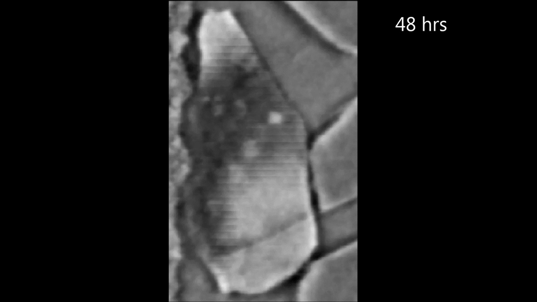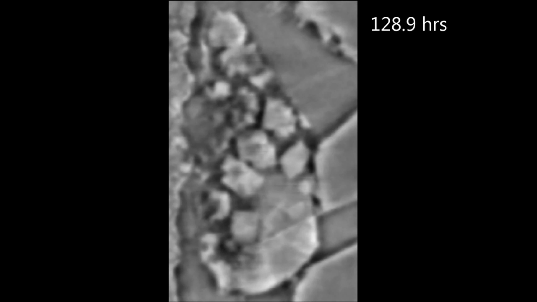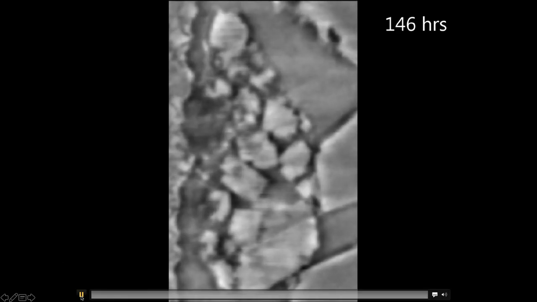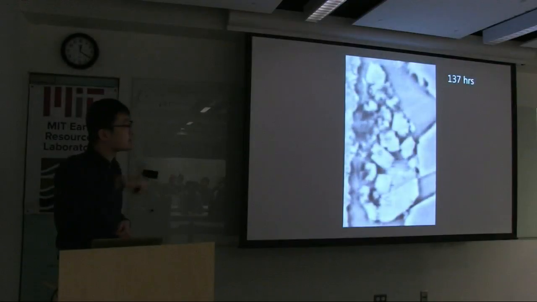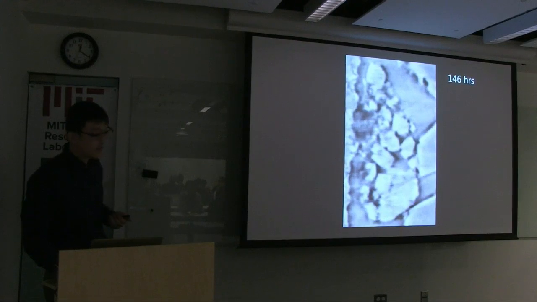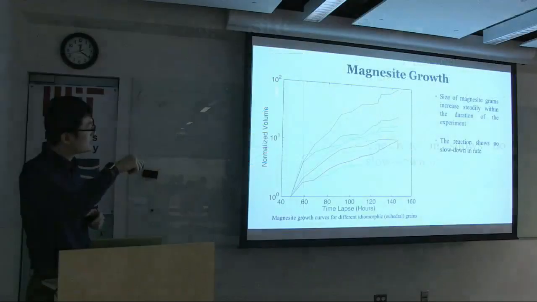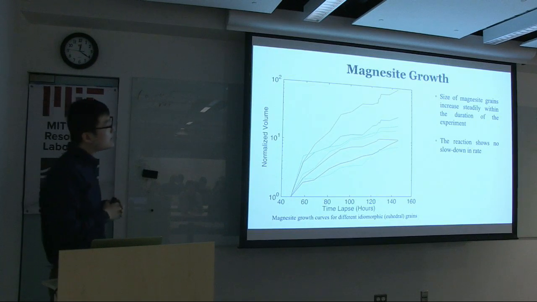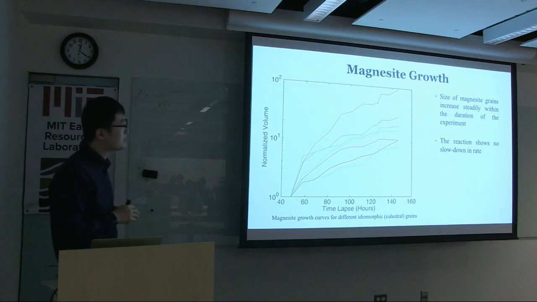And here's one of the movies of a grain from the SGC sample. And we see on the surface of this olivine, there's precipitation accumulating after about 30 hours. We see nucleation of magnesite. And then if we just pick out these individual magnesite and quantify their volume, we can obtain a growth curve. So here, the y-axis is in log scale. From the plot, it shows that the size of the magnesite is continuously growing within the duration of our experiment. So we think the reaction shows no slowdown in rate based on the observation of magnesite growth.